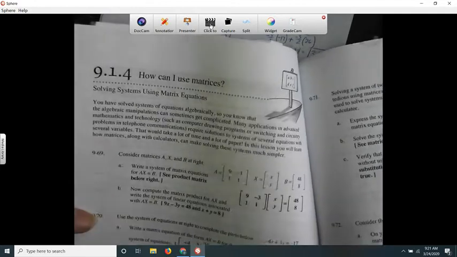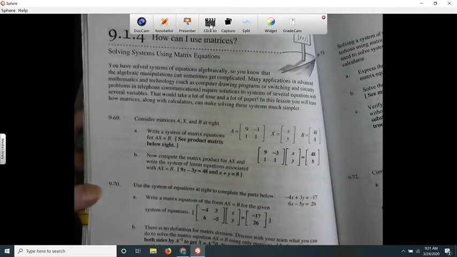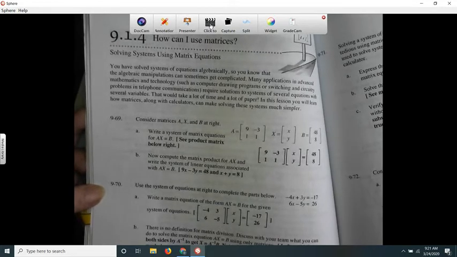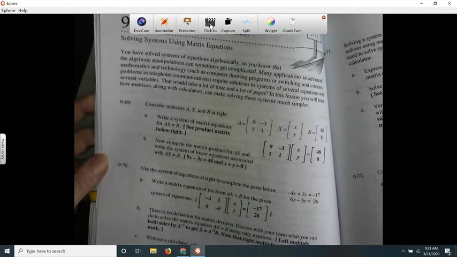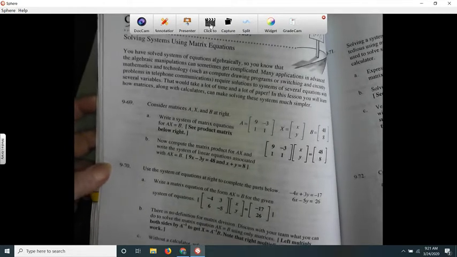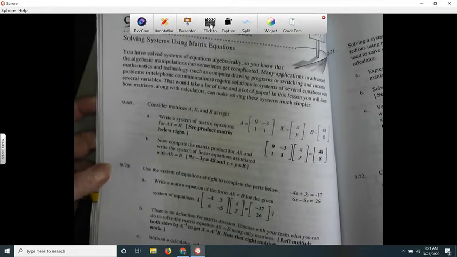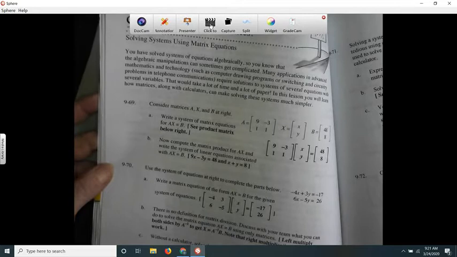So I'm going to go through these first 2 problems, just walk through them quickly with you. 9-69, it says consider these 2 matrices, A, X, and B at the right. Write a system of matrix equations for A times X equals B.